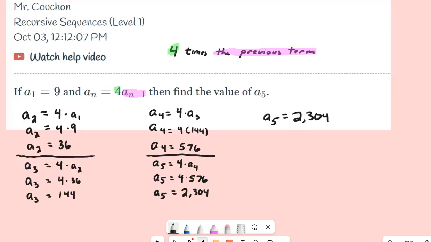Okay, you're starting with 9 and then you're multiplying by 4 each time, and the 5th term, a sub 5, is 2,304.